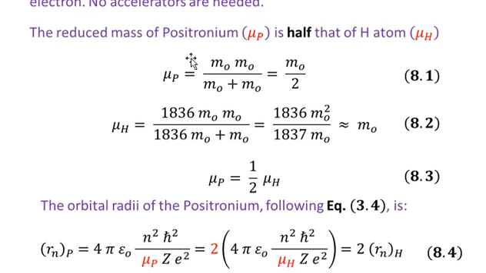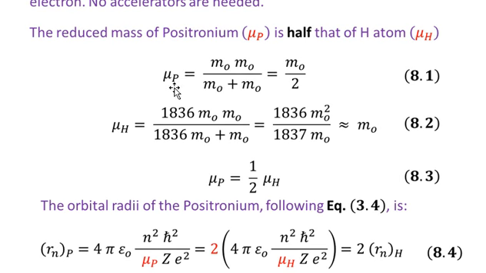The reduced mass of a positronium, which we represent as μp, is half that of the hydrogen atom, whose reduced mass is represented here by μh. So now let's relate, as we have said, that the reduced mass of the positronium, μp, is half that of the hydrogen reduced mass, μh. So let's establish this.